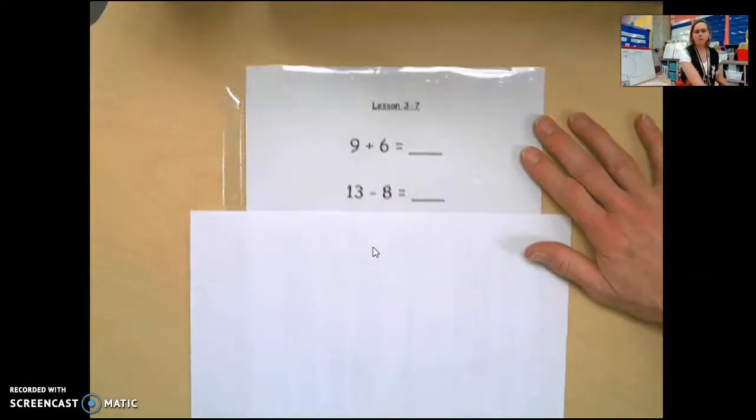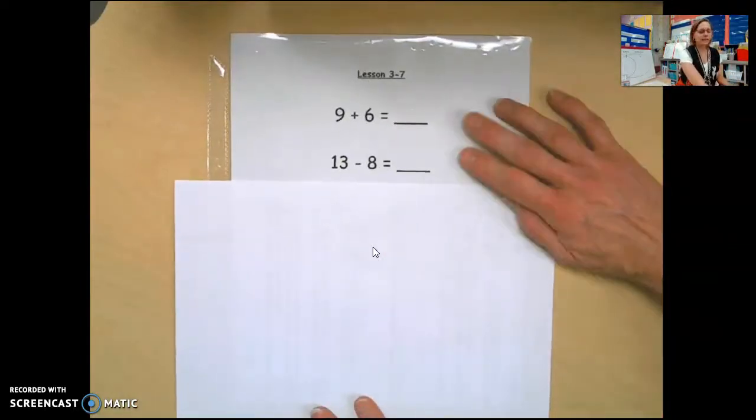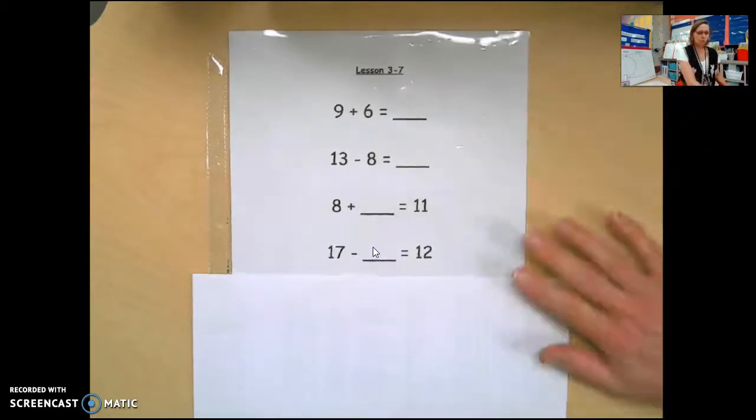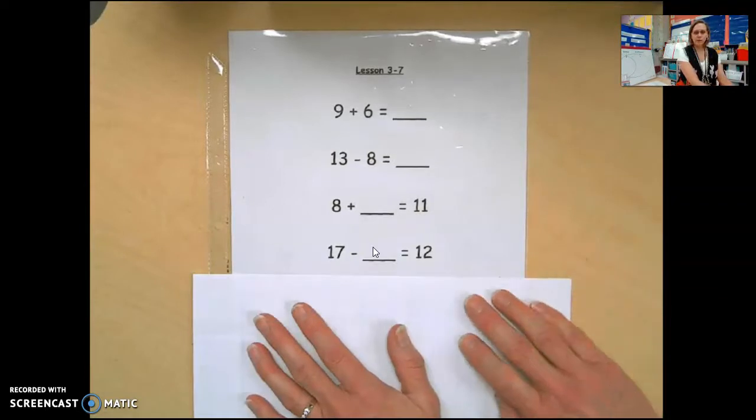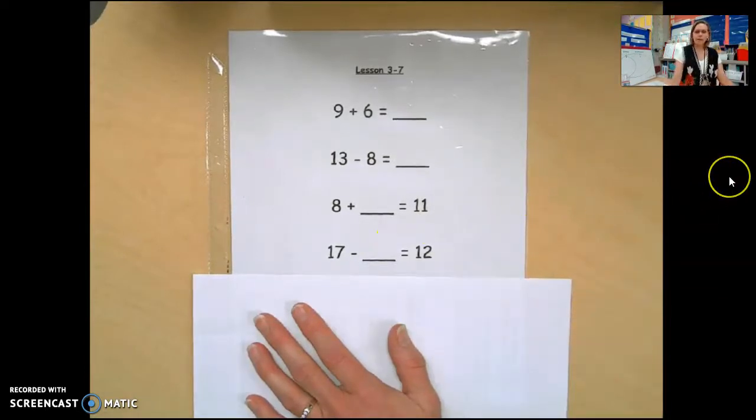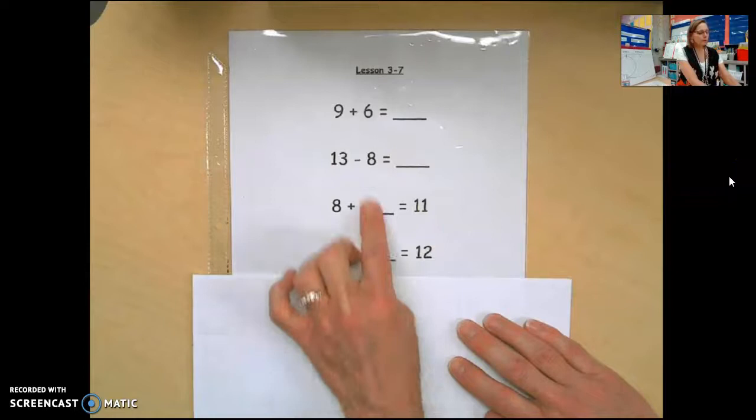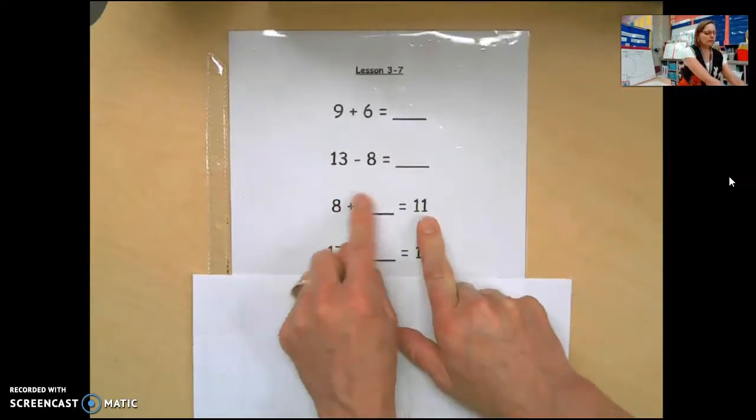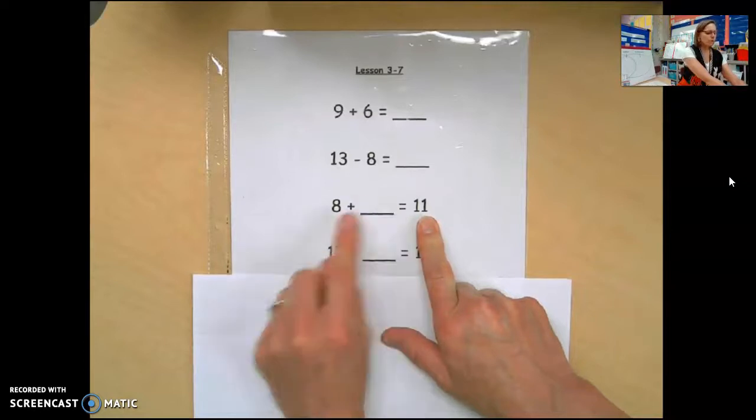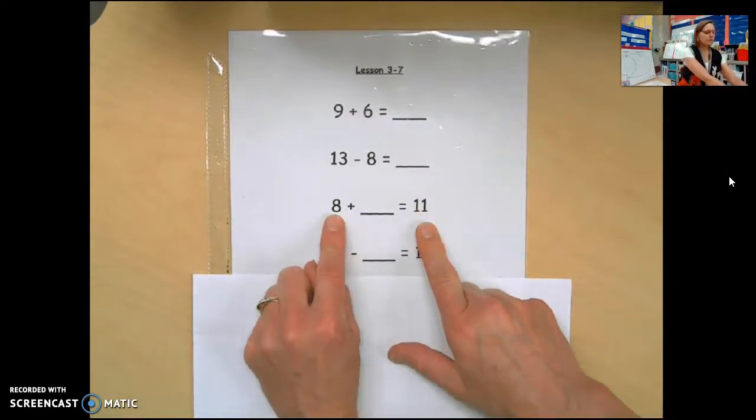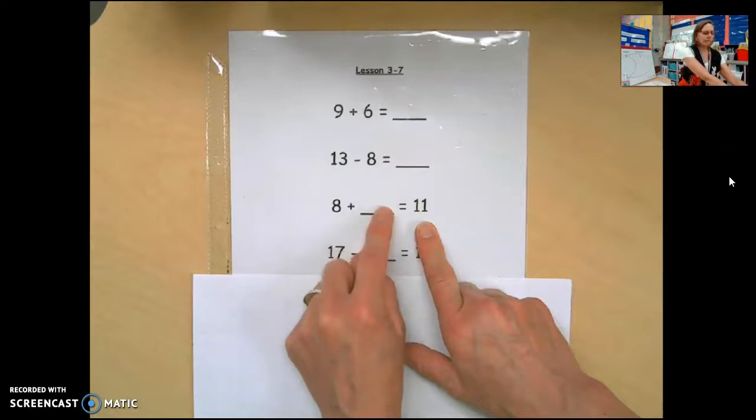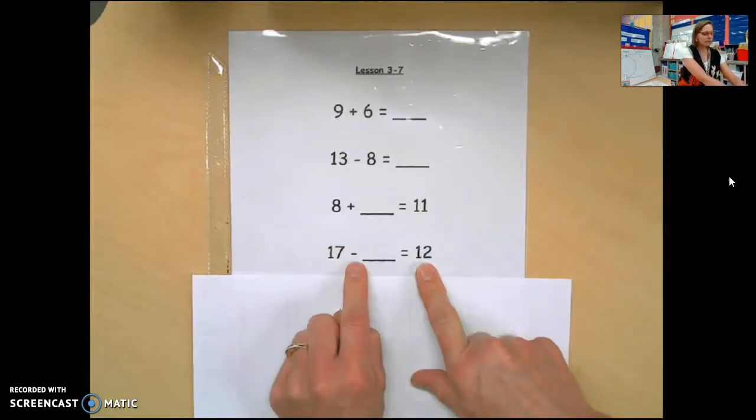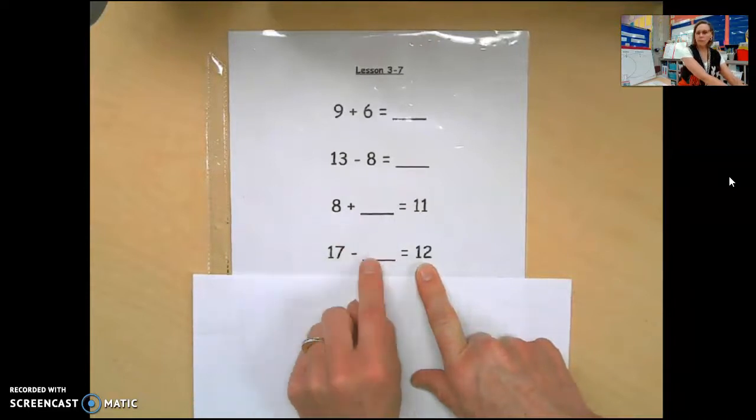These are pretty straightforward. We're just trying to get that ending answer right there. For the next two, you will notice we are missing that middle number. We know what we started with and what we ended with, and then we have to think about what that action is. We know we're going from smaller to bigger, so we're adding some things on. And here we're going from bigger to smaller. We see the minus sign, we know we're taking away, so we're getting smaller.